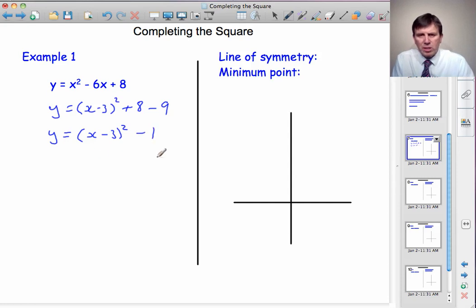And I've now got all the information I need to identify the line of symmetry, the coordinates of the minimum point, and to sketch the graph. So, line of symmetry, it's the value of x that makes the bracket 0. So that's x equals 3. The minimum point is on the line of symmetry, so x is 3, and the y coordinate is given by this value here, minus 1. And that's because when x is 3, 3 minus 3 is 0, 0 squared is 0, and y is 0 minus 1. Let's put the line of symmetry in at x equals 3.